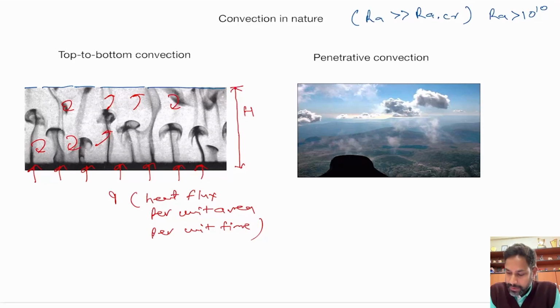Okay, but then there is another type of convection that is called penetrative convection. That is much more common in nature, and you might also have seen it in different locations. Okay, so one of the examples is shown here, where you can see these air parcels rising from different locations upward, right?